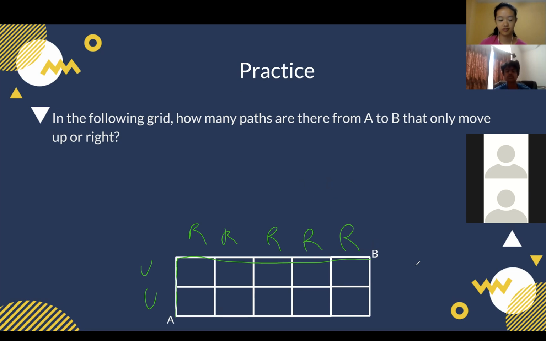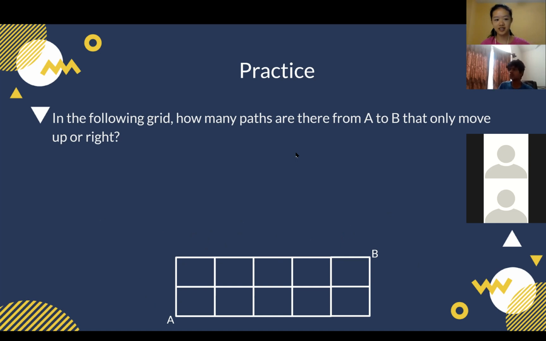Since there's 5 to the right and 2 up, it would be 7 factorial over 5 factorial and 2 factorial, and that would be equal to 21. Nice job. That's exactly how we do this problem.